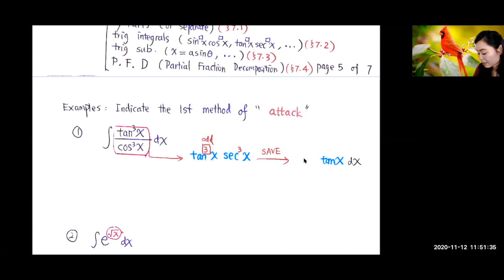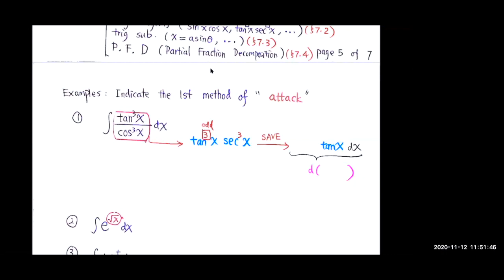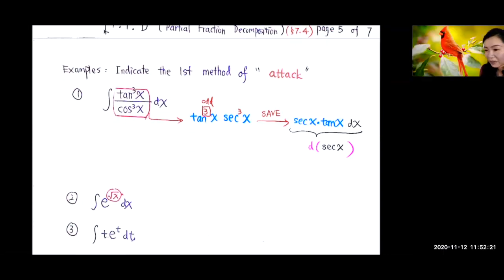But saving this is not enough, because we want this to become d of something. So what would that be? We can save another secant and make it d secant x. Yes, so we save another secant together with that. So that's one way to deal with it.